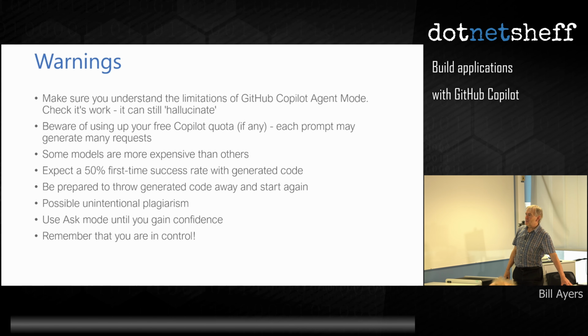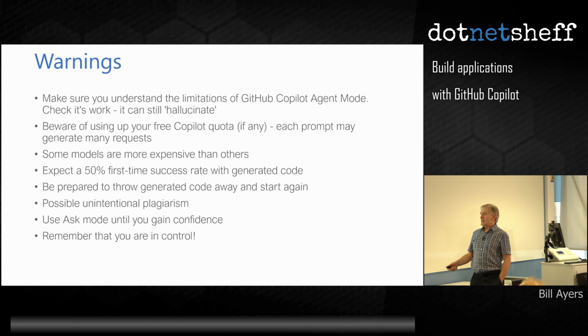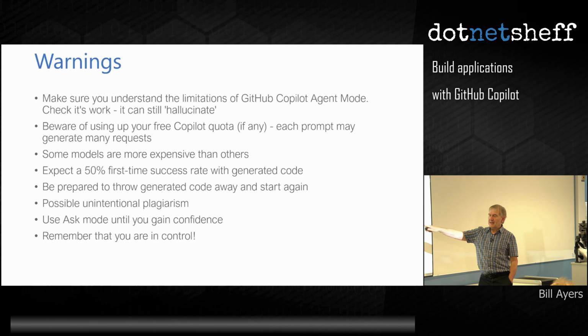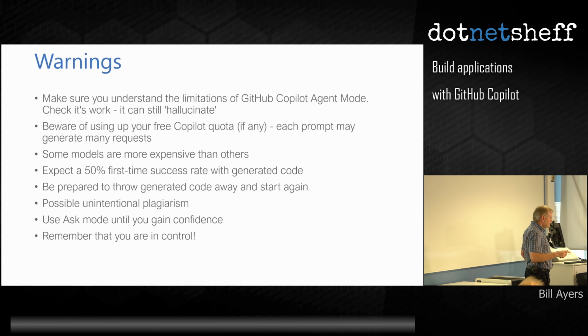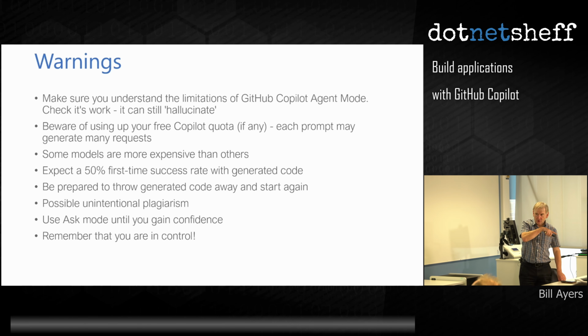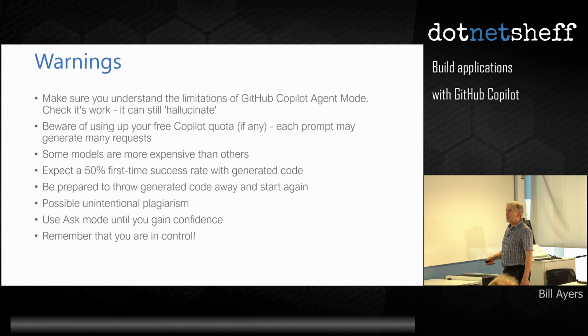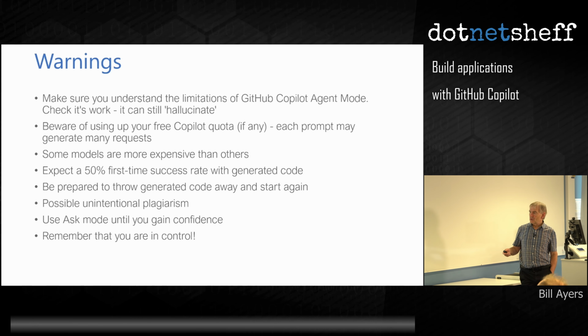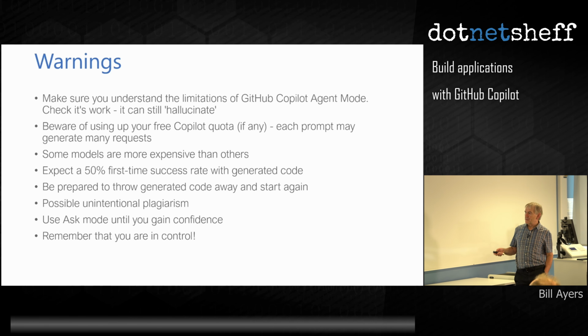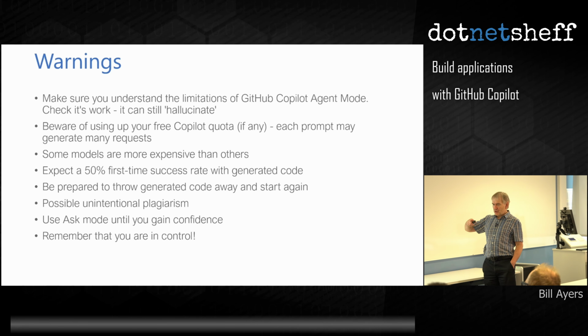I know at the back of your mind you're thinking it could have come up with some brilliant algorithm, and I've just thrown it away. And you've also got to watch out for accidental plagiarism. It has a mechanism in there that should warn you if it sees some generated code that perfectly matches something that's publicly available. So it will make an attempt to warn you about that, but it's not totally foolproof, though it should mitigate that problem. If you're not confident about agent mode, you can use ask mode.